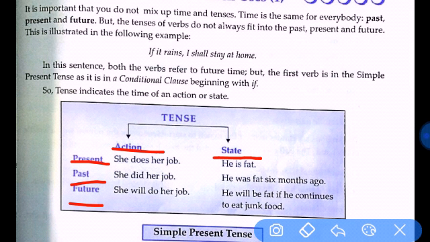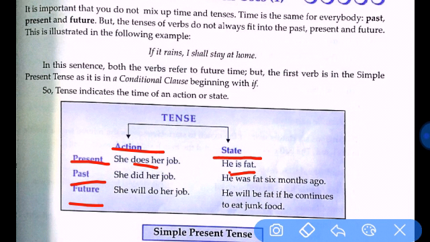Now what is the difference between action and state? In the first sentence we have, she does the work. Does means something to be done, that is doing work, an action word. And in the second one we have, he is fat. He is means something that is a being, a state. The difference between the action and the state is that in the state we use an auxiliary verb as a main verb, and in the action we use a doing verb as the main verb.